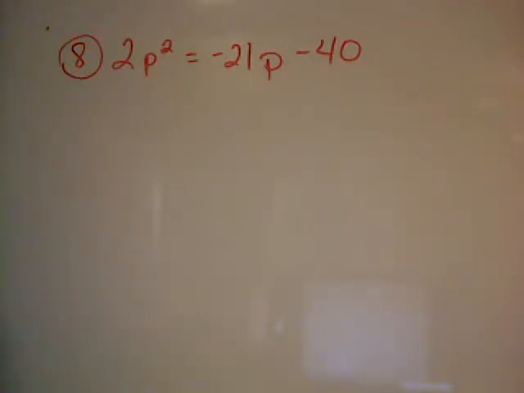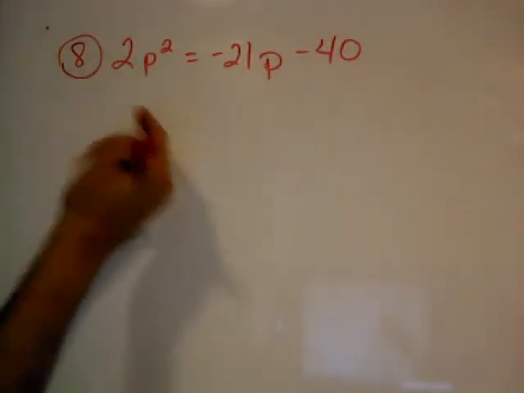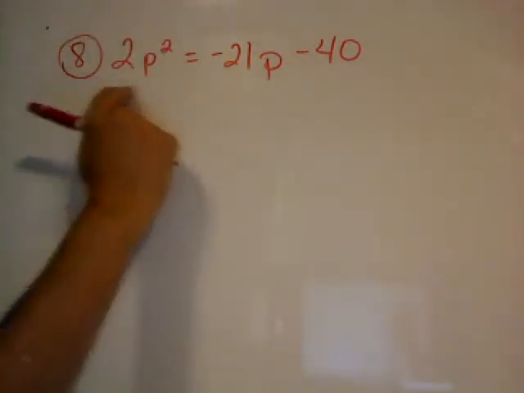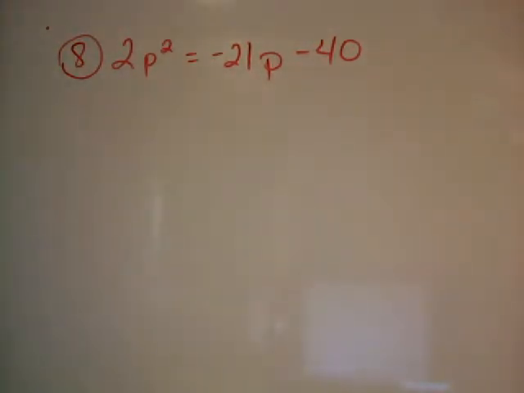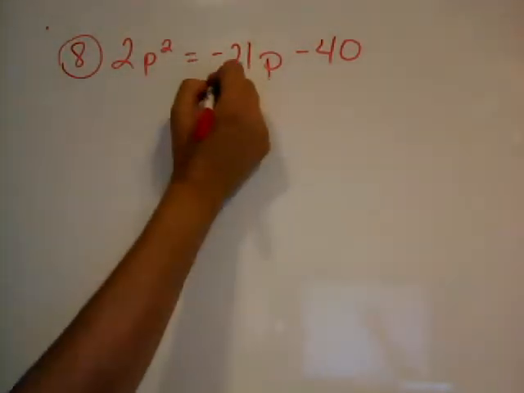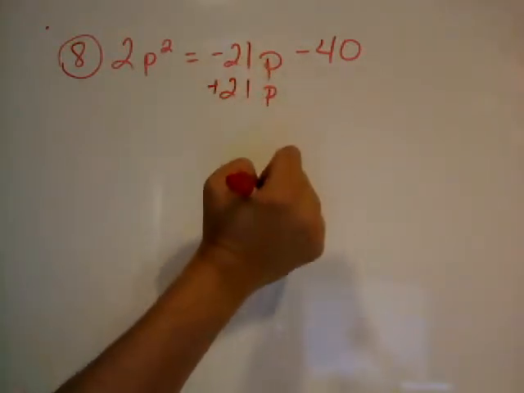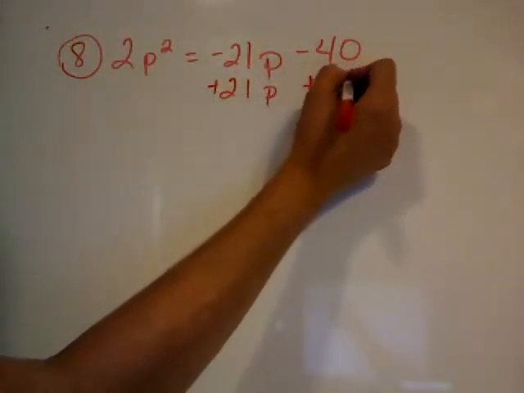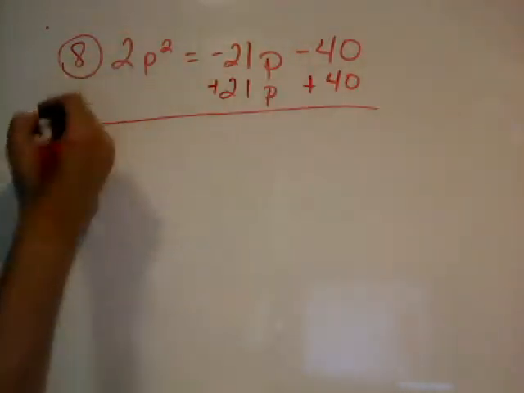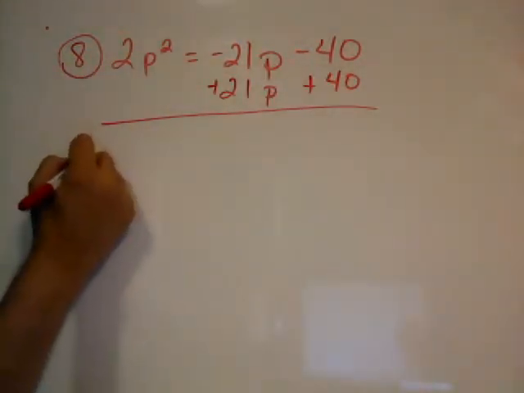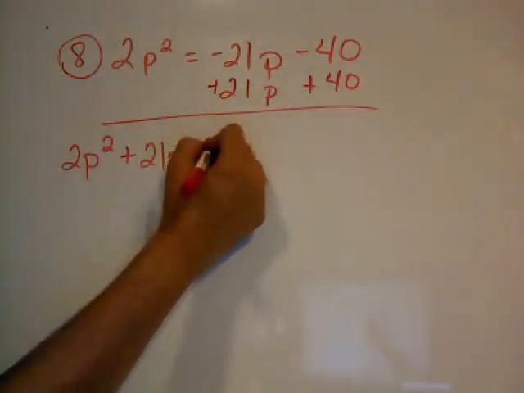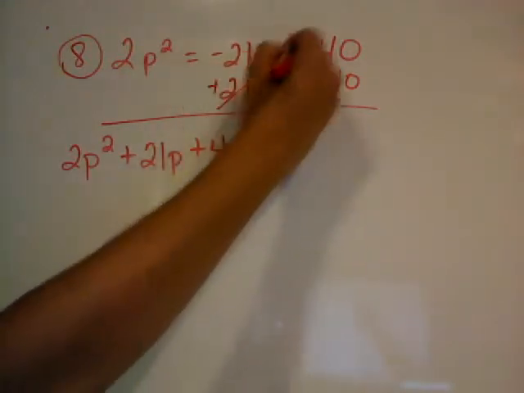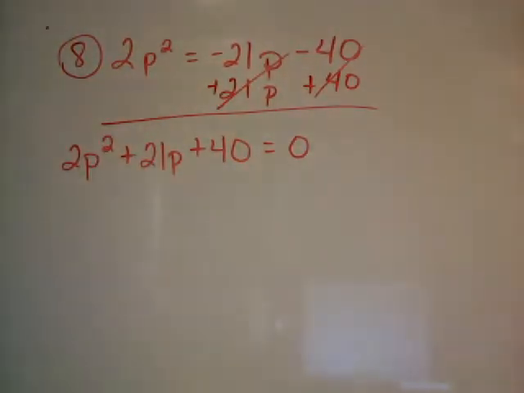Now, the first thing that I see here is that we want this to be set equal to 0. So, I never like for this to be negative, so since these are negative, I'm going to pull them over to the left side so that everything is positive. Because how do I move a negative 21p? With a positive 21p. How do I move a negative 40? With a positive 40. So if I pull all that over here, I'm going to be left with 2p squared plus 21p plus 40 equals 0. Because all that's going away on this side, and it all came over to the left side.